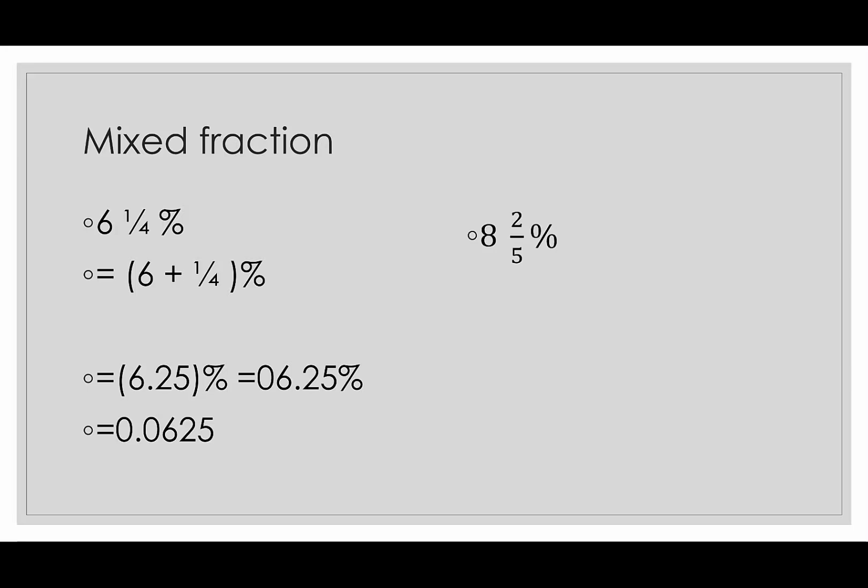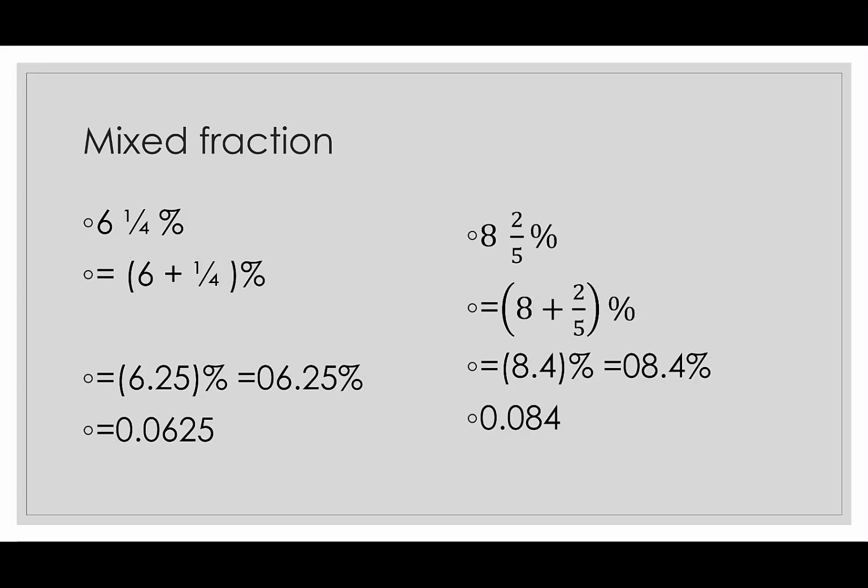Let's try that again with 8 2/5%. I'll start by expanding that to 8 plus 2/5%. Then you could grab your calculator and say 2 over 5 is equal to 0.4. Now I have 8.4%. Because I only have a single digit of 8 to the left of the decimal, I'll add a 0 in front of the 8. Then when I move my decimal 2 places to the left, I get 0.084.